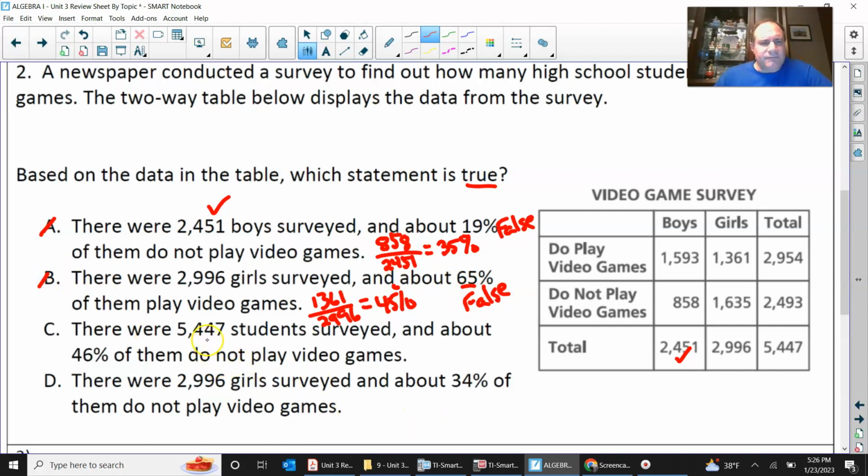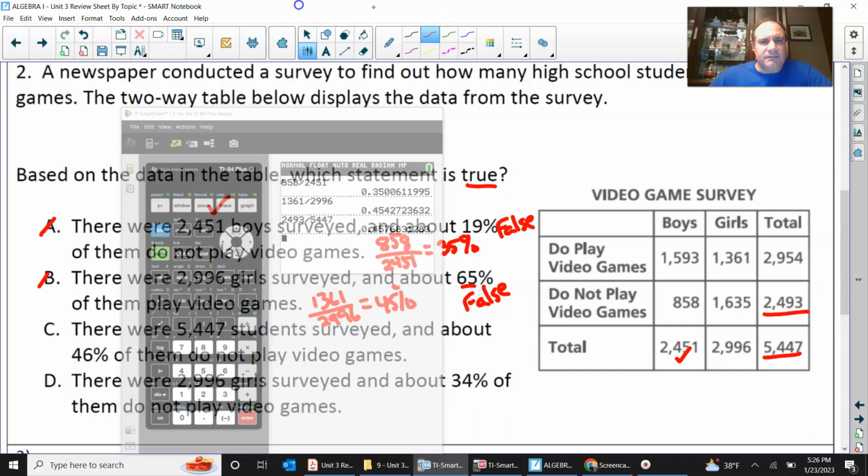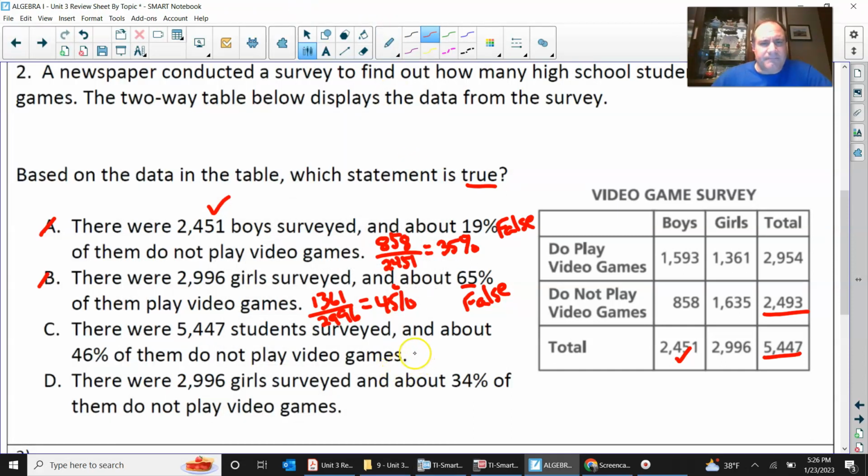There were 5,447 students. 46% do not play video games. So out of everyone, those are the numbers right there. 2,493 divided by 5,447. 46%. Yep, true.